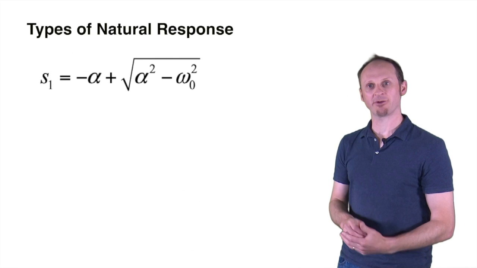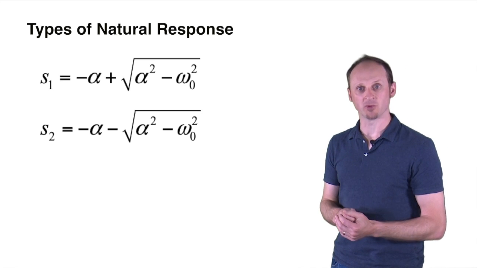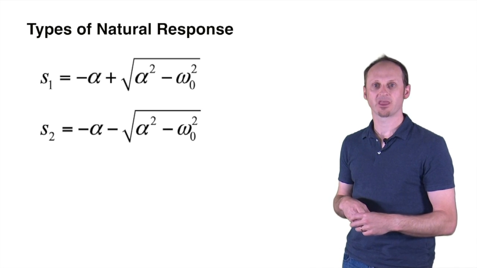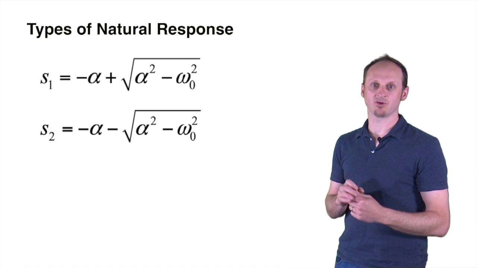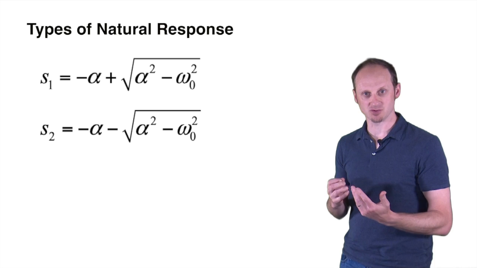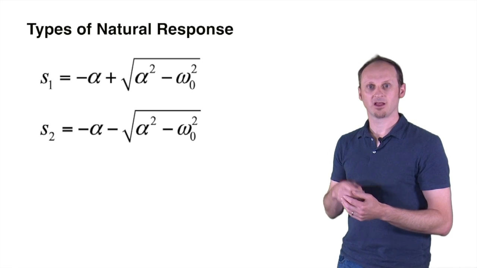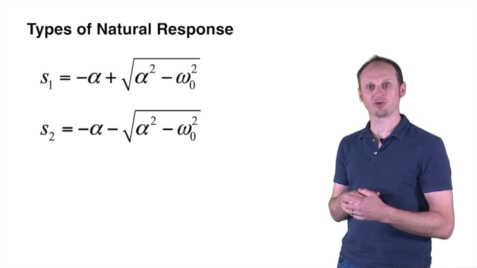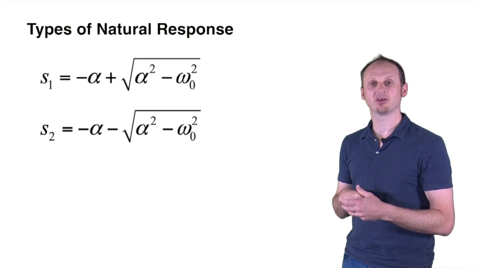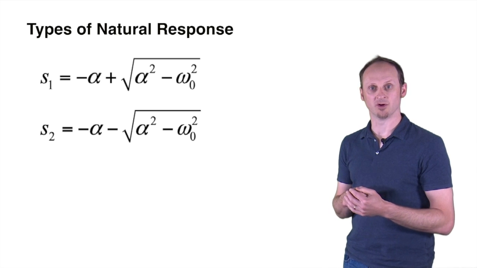So the roots of the characteristic equation determine exactly what response the circuit will have. Looking at the values of the roots, they are the roots of a quadratic equation. There are two of them, and there's a square root involved. Let's look underneath the square root sign to see what happens for differing values of alpha and omega naught.